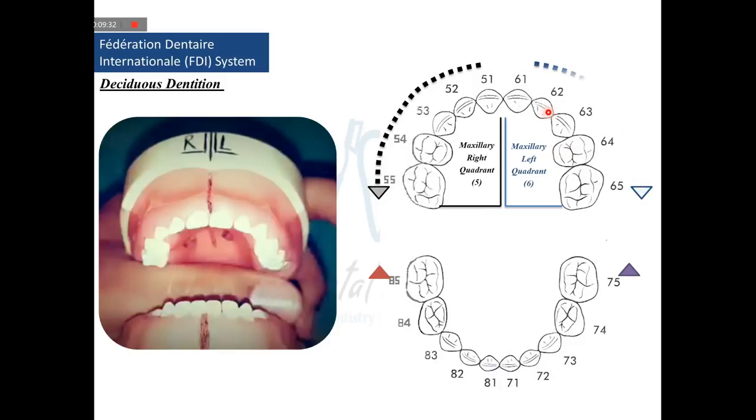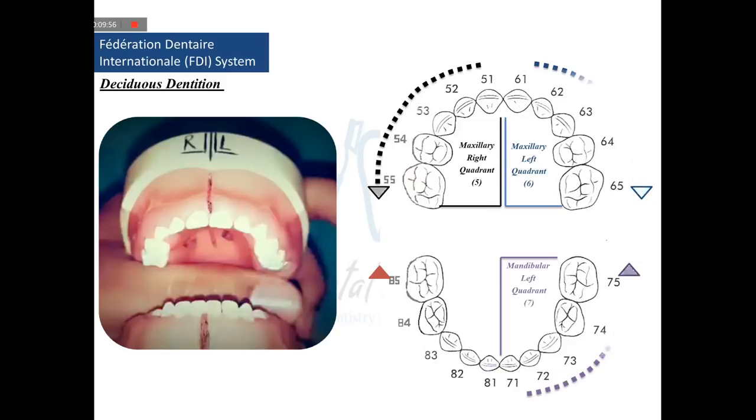Then the lateral incisor is the second tooth from the midline for the maxillary left quadrant, and we write it as 6-2. The canine is the third tooth from the midline, and the quadrant number is the maxillary left quadrant, so we write it as 6-3. 6-4 for the deciduous first molar, and 6-5 finally for the deciduous second molar.